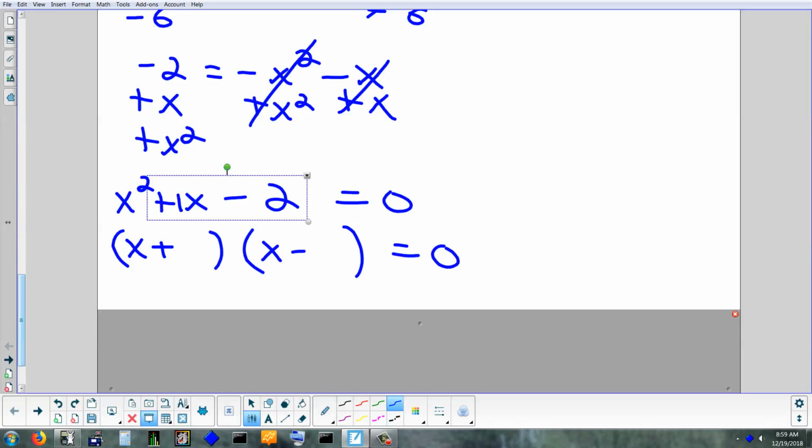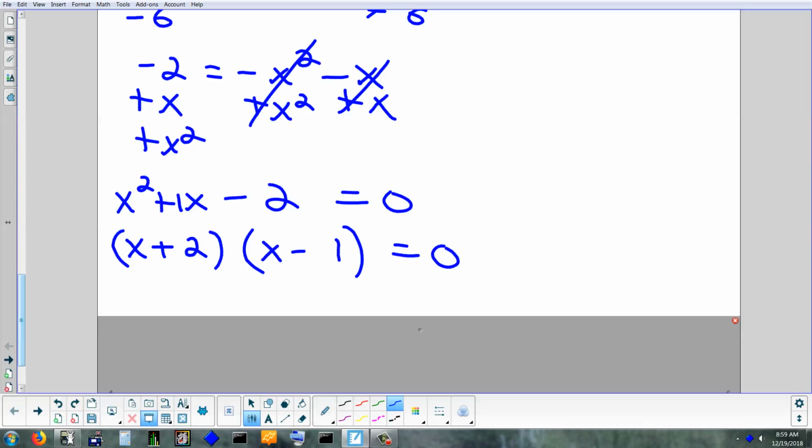1 and 2, and it does make a difference which one I put where. So do I want to do 1 and 2 or 2 and 1? 2 and 1. Let's try it and see what happens. So I get x squared, looks good. X times negative 1 is negative x. 2 times x is 2x. Negative 1x plus 2x, perfect, 1x. So we got it. Now, we have something times something equals 0.